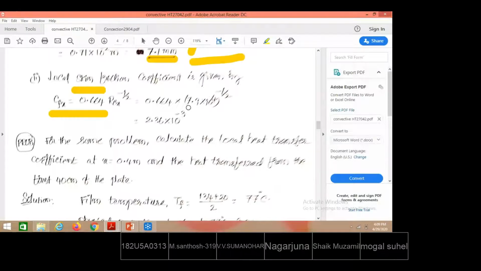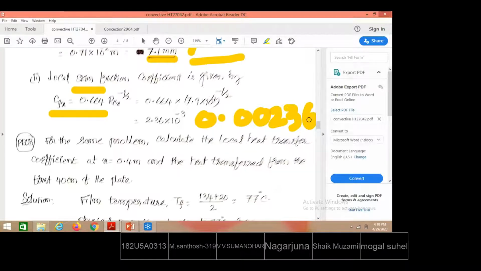0.664 into Reynolds number, 7.9 into 10 to the power 4, to the power minus 1 by 2. Ultimately, the value we have got is 2.36 into 10 to the power minus 3. Otherwise, this value equals 0.00236. So this is the skin friction coefficient.